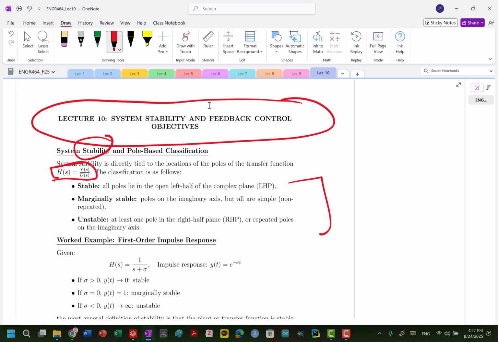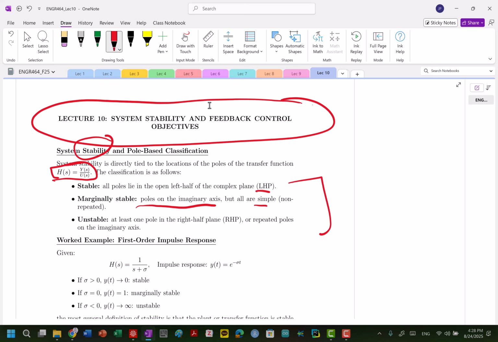If all of our poles lie in the open left-hand plane, LHP, we're stable. There are some additional rules, but generally speaking, you're safe on the left-hand side. If you're on the imaginary axis and the poles are simple, basically non-repeated, then you're marginally stable. This makes sense because on the imaginary axis, your system just looks like a sine wave. But if you step a little bit over to the right, you start to get that exponential increase.